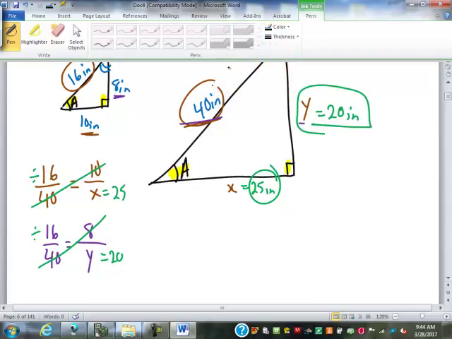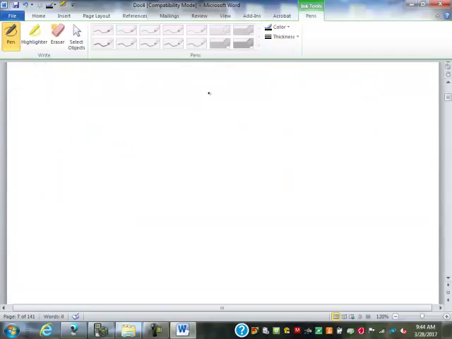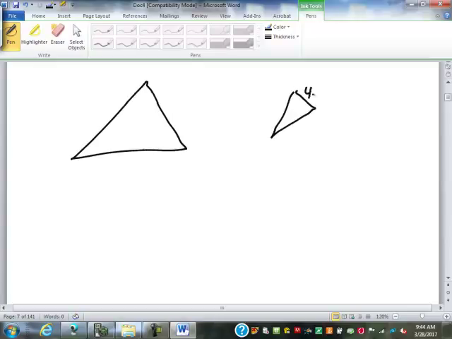So pretty basic here. We've also looked at dealing with triangles. If we know the sides are proportional, then the angles must be equal. Let's say I say that this is 4 inches, 10 inches, and 12 inches. If this is 8 inches, 20 inches, and 24 inches.